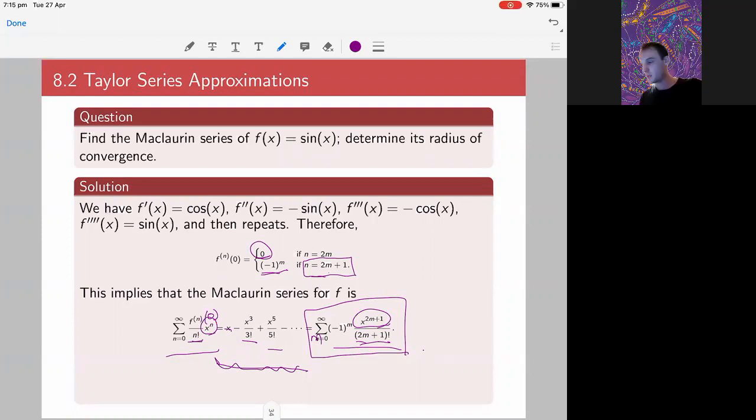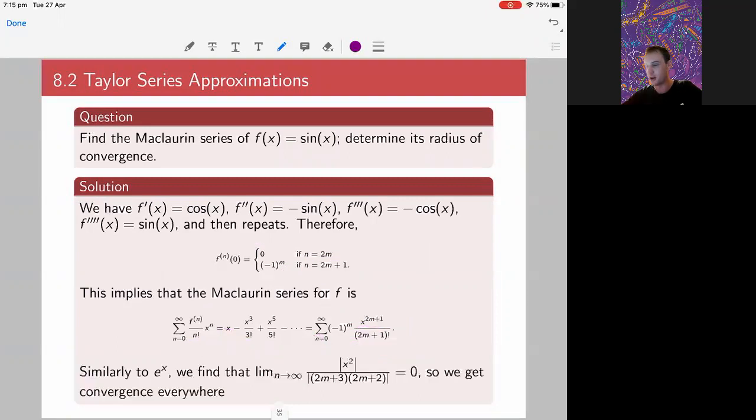All right. So this is the Maclaurin series itself, but it's an infinite series. We need to determine if and when this Maclaurin series, this infinite series, is actually going to converge. Well, I'm not going to do all the details. I might leave it to you.